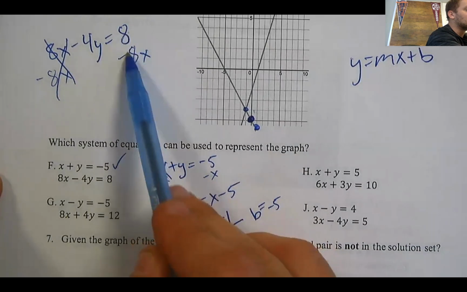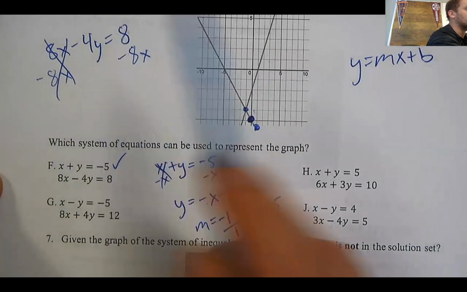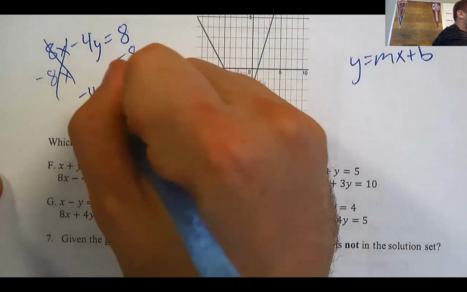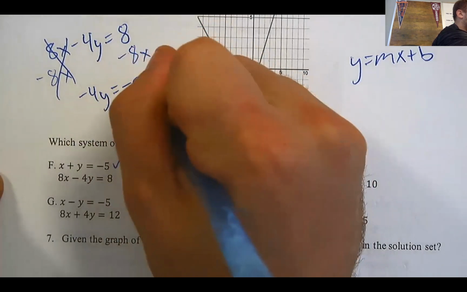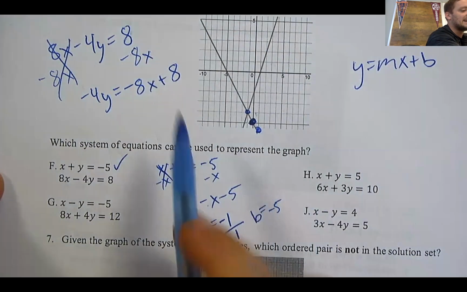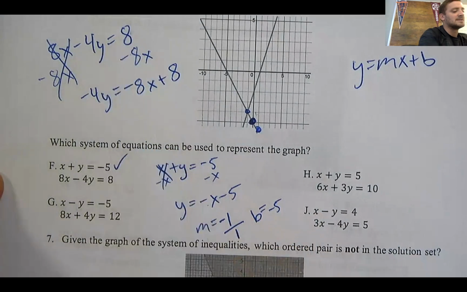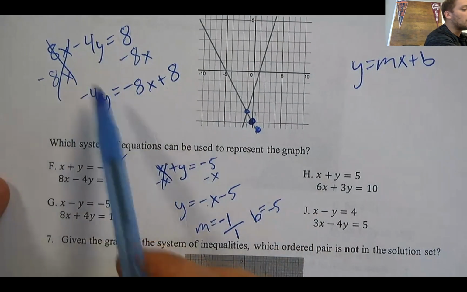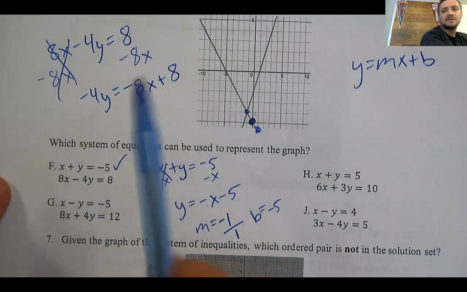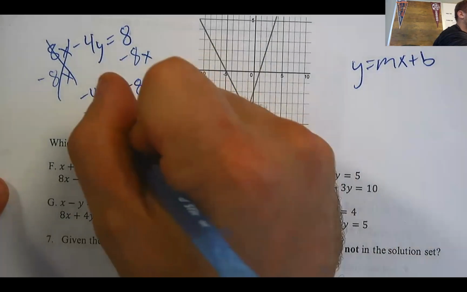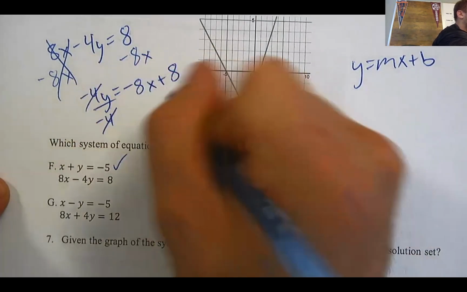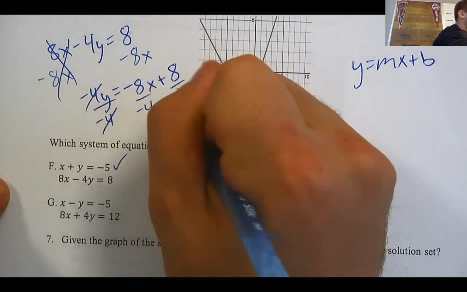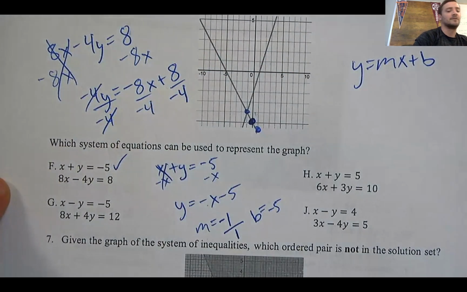Now I'm not allowed to put these two together since this has a variable and this doesn't. So we get negative 4y equals negative 8x plus 8. It's positive 8 since this 8 was positive. Now the negative 4 is multiplying y. So to undo multiplication, we need to divide by negative 4. But if I divide the left by -4, I need to divide everything on the right by -4.